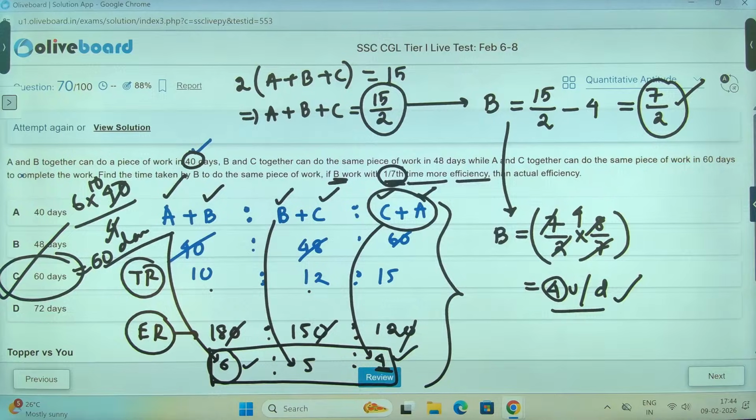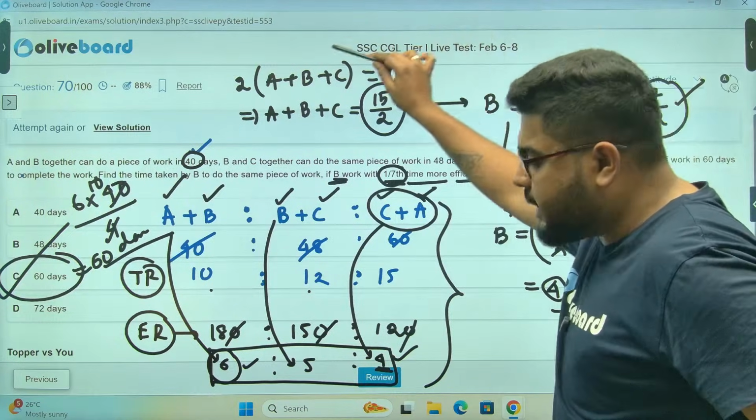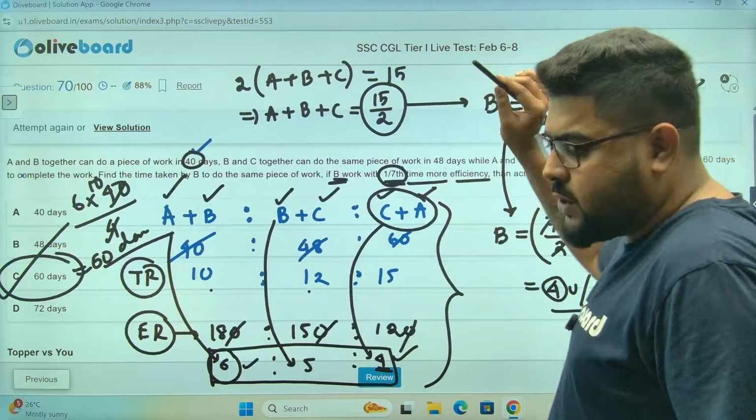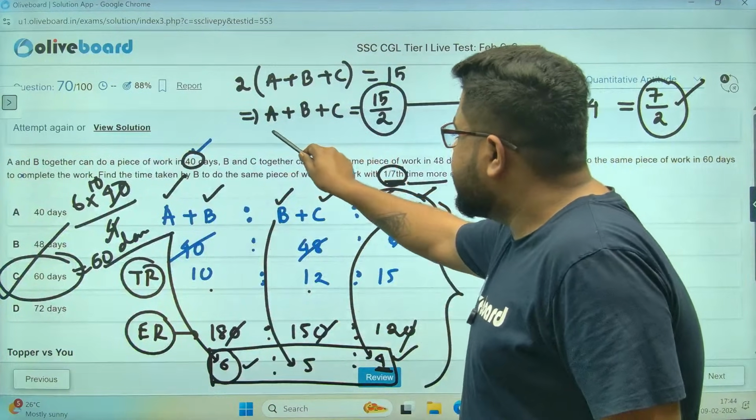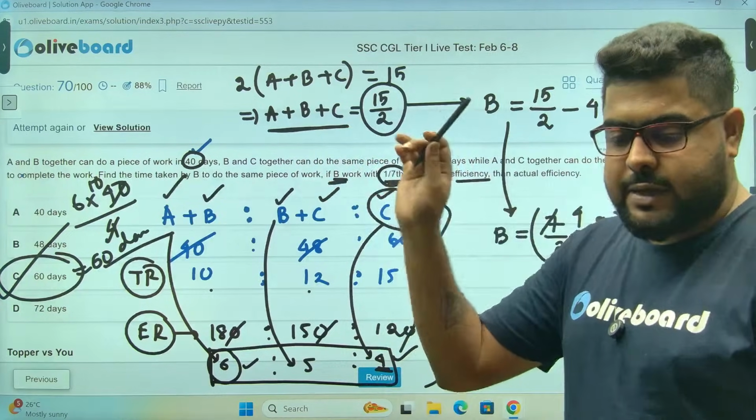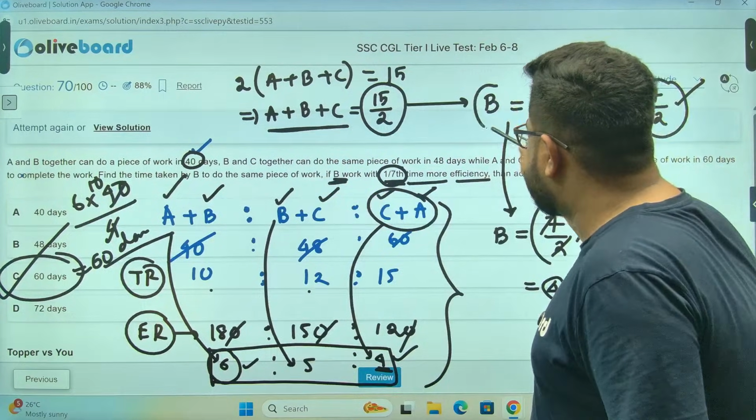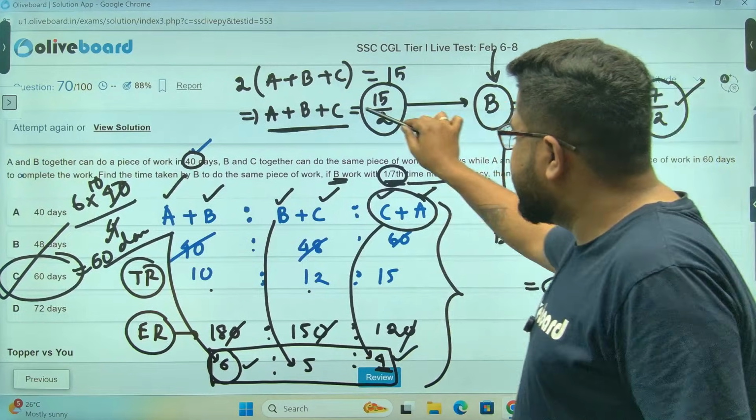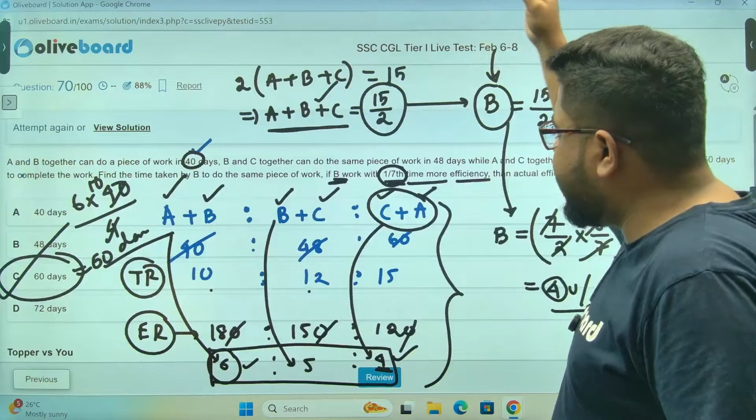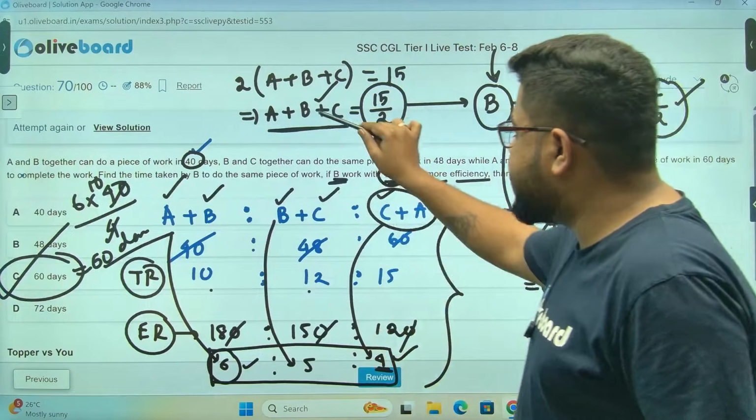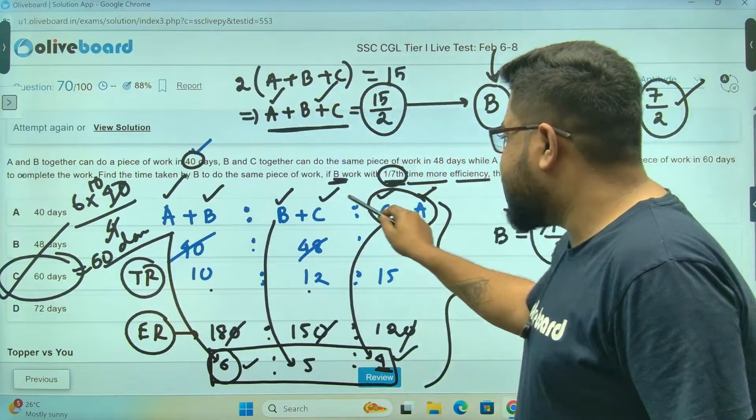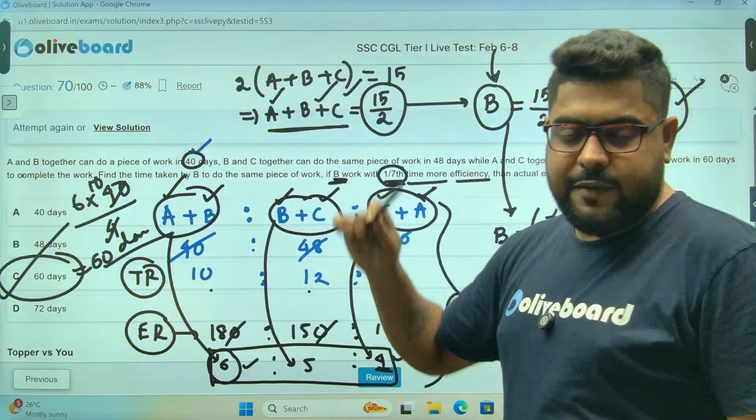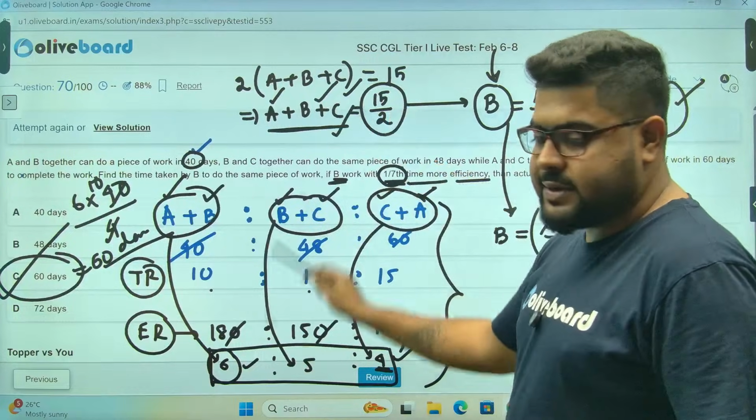Now again, please understand the way I solved this. Sometimes in PYQs they ask questions based on combined efficiency, and sometimes based on individual efficiencies. So it is always better you go like this from here. Anybody's individual efficiency you can find. For example, if you want to find A, you subtract B plus C. If you want to find C, you subtract A plus B. You will get the efficiency. This is your master equation, sir.